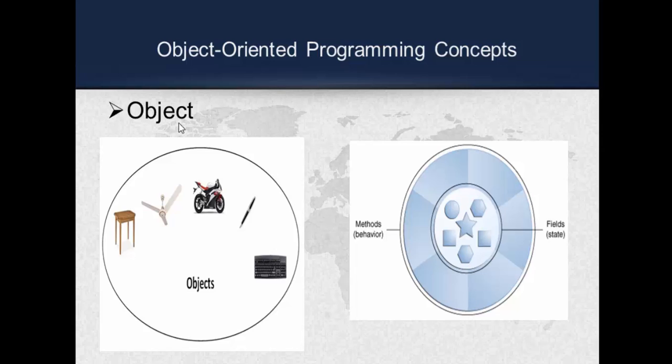Basically, UFT is an object-based testing tool, so we must know about the OOPS concept. First, what is an object? Look around right now and you will find many examples of real world objects: your car, bike, laptop, TV, like that.